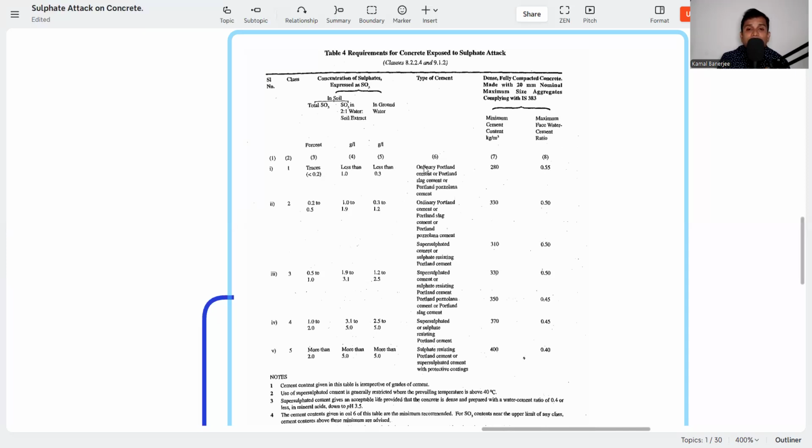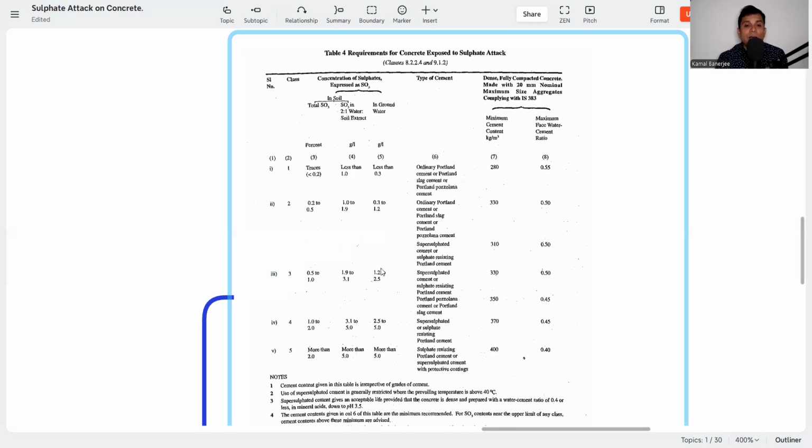First is ordinary Portland cement, Portland slag cement or Portland pozzolana cement. If we are using this type of cement, where can I use it? Where SO3 total is less than 0.2, and in groundwater 0.3. And what will be the minimum cement content? That will be 280 kg per cubic meter, and the maximum free water cement ratio is 0.55.